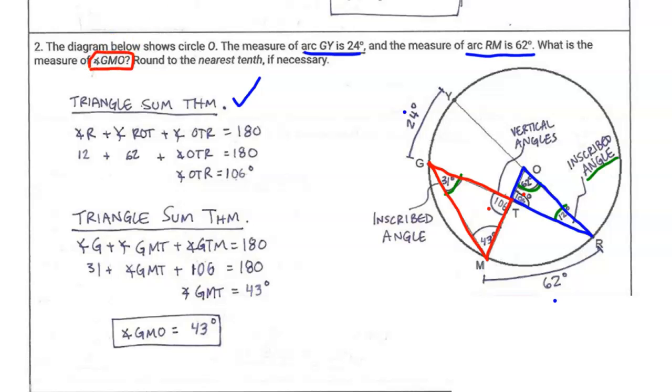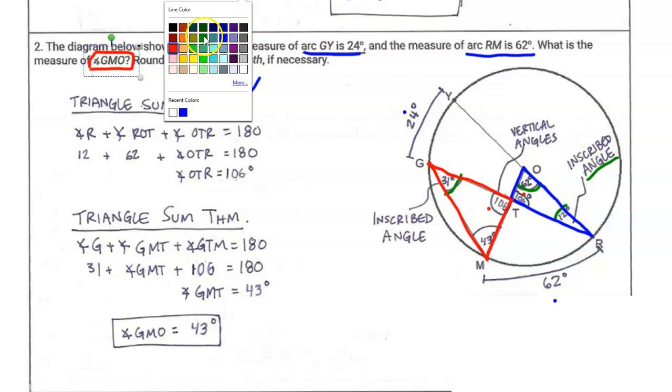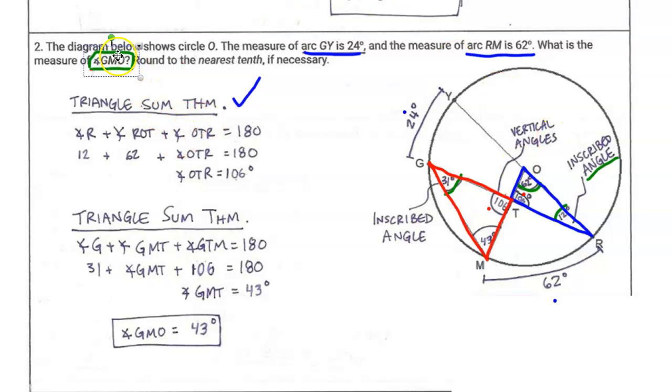Let me outline this in green instead, actually, to make it a little easier for you to see. I want you to see that GMO is the same angle as G to M all the way up to T. So GMT, GMO, same exact angle. We're talking about this angle down here, which we found to be 43 degrees.